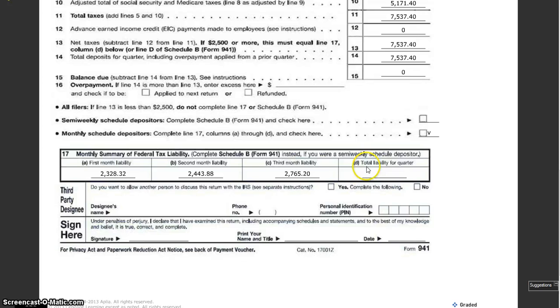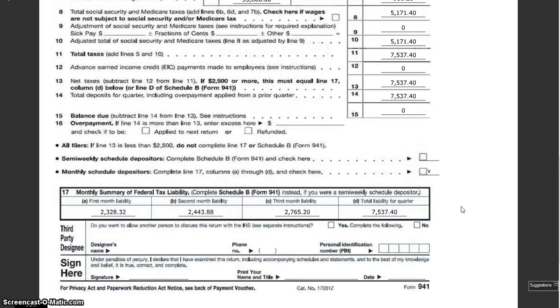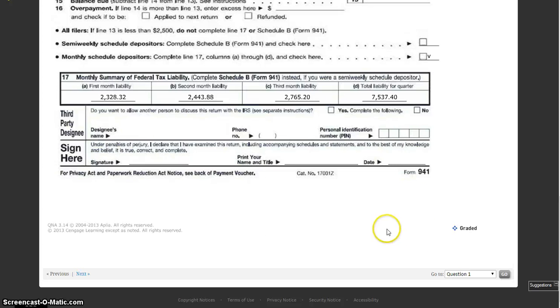Finally, what we have to do is add our 3 numbers up for the first 3 months and get the total liability for this quarter. So we're going to be adding these 3 numbers, and we're going to come up with 7537.40. And a good way to check to make sure you did everything correctly is whatever number you get here for our total deposits for this quarter should be the same here as when you add those 3 numbers together. So that's a good check to make sure you're doing it correctly.